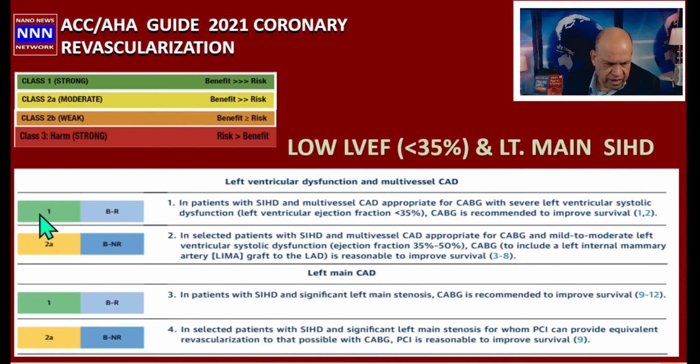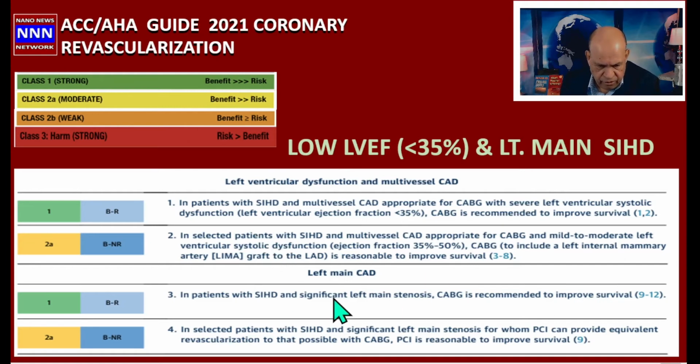So we just look at class A. In patients with SIHD, multivessel CAD appropriate for CABG with severe left ventricular dysfunction, ejection fraction less than 35%, CABG is recommended to improve survival. So if we are dealing with a triple vessel disease patient with a reduced ejection fraction, the standard recommendation according to the 2021 guidelines is to do coronary artery bypass surgery and not stenting. However, some of the more recent reports may have a different view on that one.